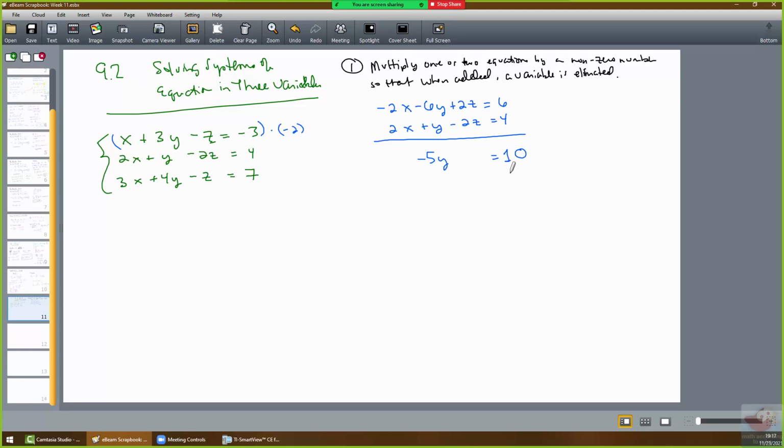We'll come back to this. We're going to leave that alone. That's our step 1. Step 2 is to pick a different pair of equations, but eliminate the same variable.